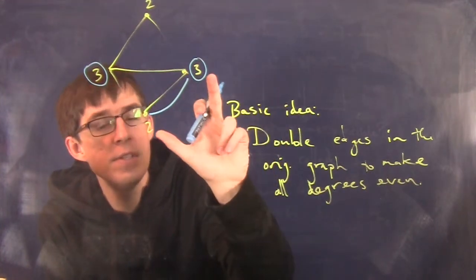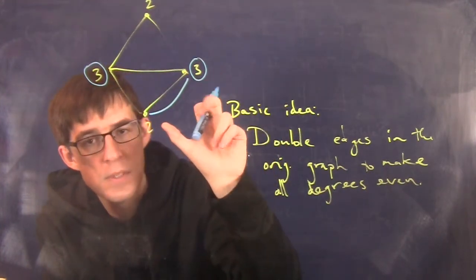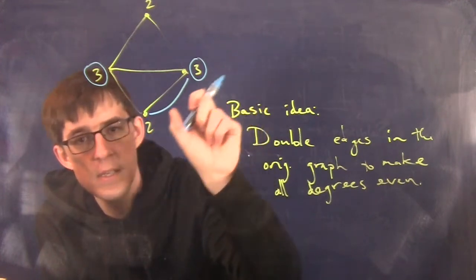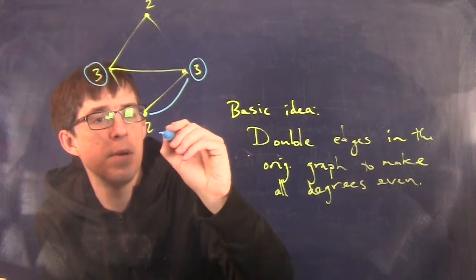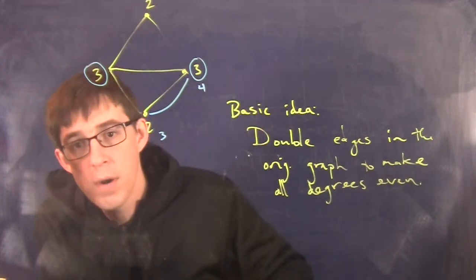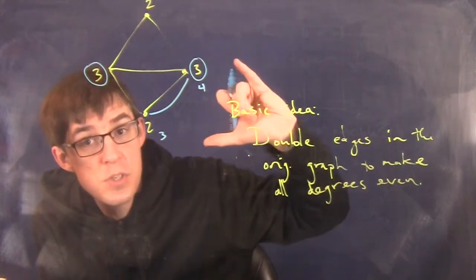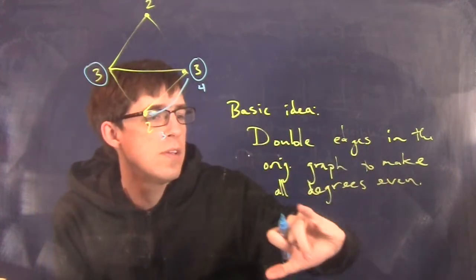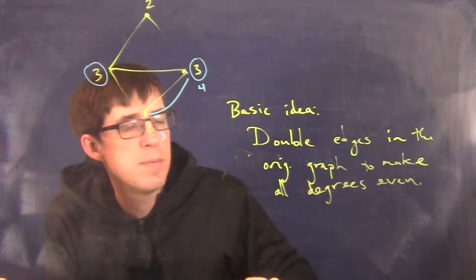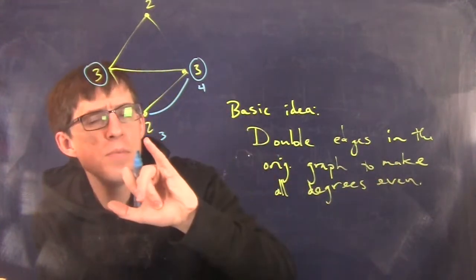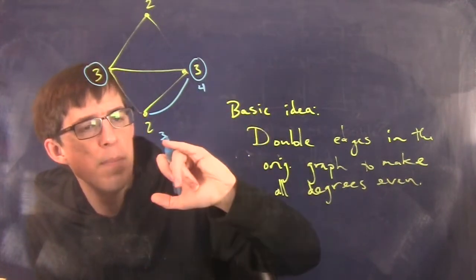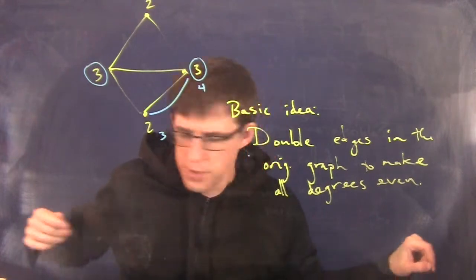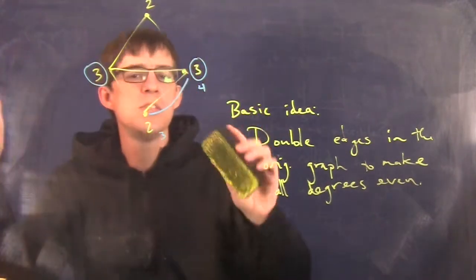Now I have increased the degree by 1 on either side because now there's an extra edge that didn't exist before but now hits this one, and also an extra edge. So the degrees now become 3 here and 4 here, all right? And I made this one even, which is good. The idea is you want to double edges in the original graph to make all the degrees even. The problem is this one used to be even and now it's odd, so I screwed that one up. I fixed this one, made it even, but I messed that one up. Is there a better way I could have chosen which edges to double?